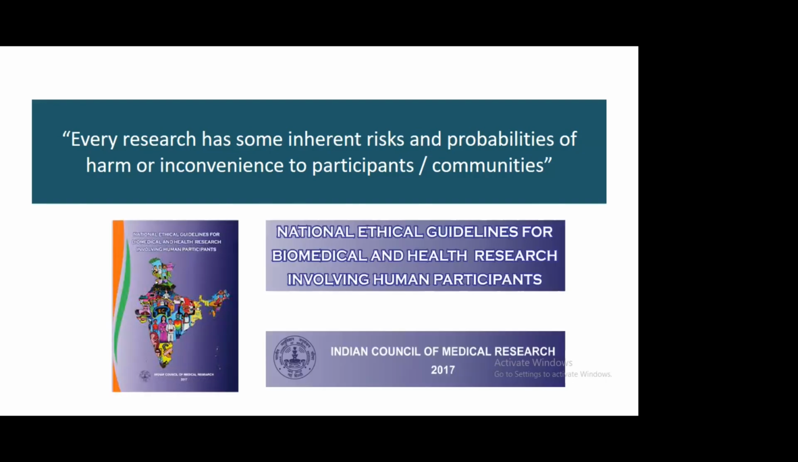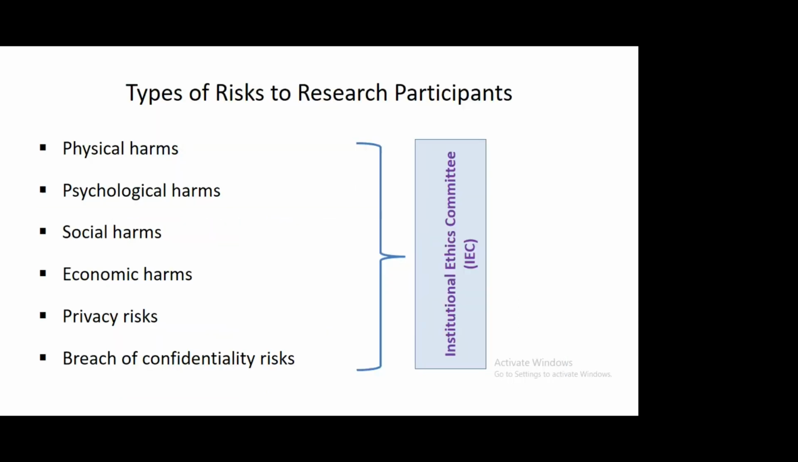These are words from the ICMR booklet, the guidelines on bioethics published in 2017. There are various types of risks to the research participants, not for the researchers, but for the participants. It is not only physical harm, but other harm also, including psychological, social and economic harm, privacy related risk, and breach of confidentiality related risk.